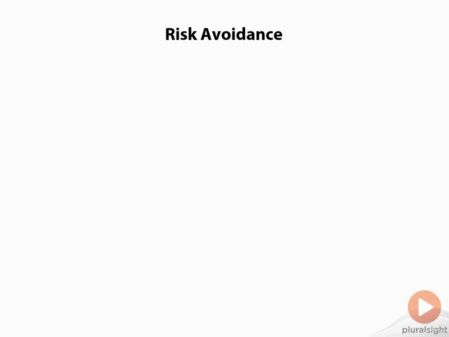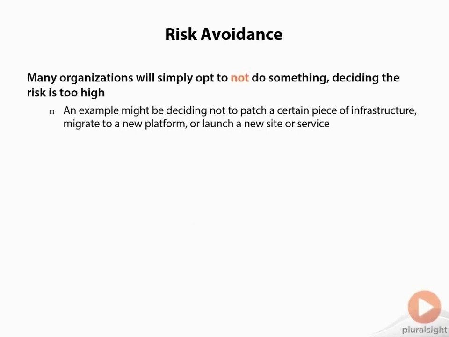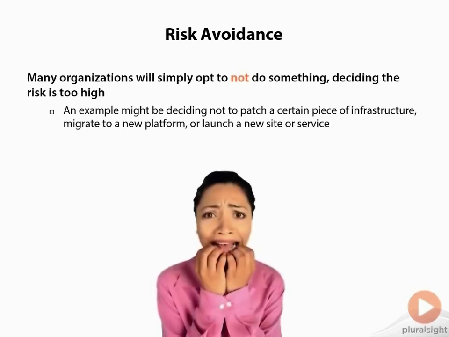Okay, and then we have risk avoidance, and as the name implies, risk avoidance is simply opting not to do something, basically deciding that the risk is too high. So an example might be deciding not to patch a certain piece of infrastructure, maybe not to migrate to a new platform or launch a new site or a new service, simply because there's that fear that something may not go right. Okay, the risk is worth more than the reward, or the risk is higher than the reward, I should say.